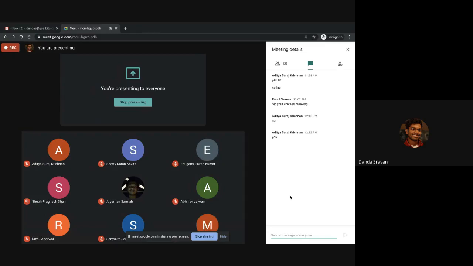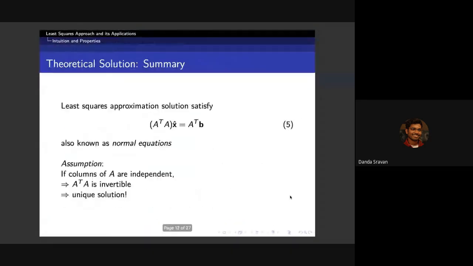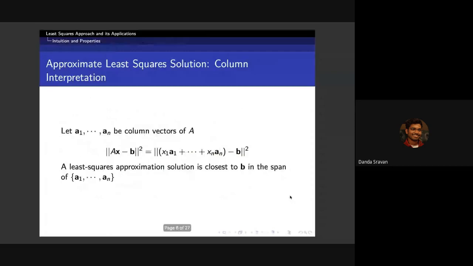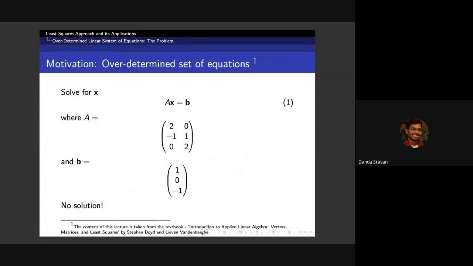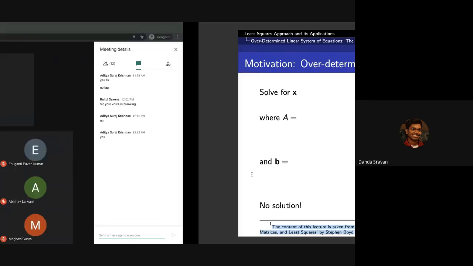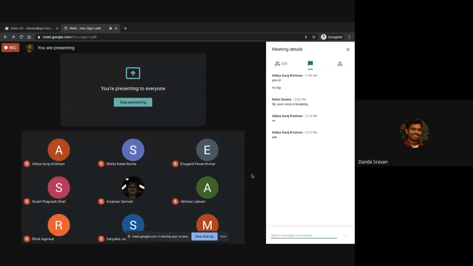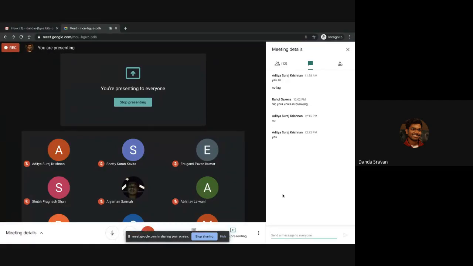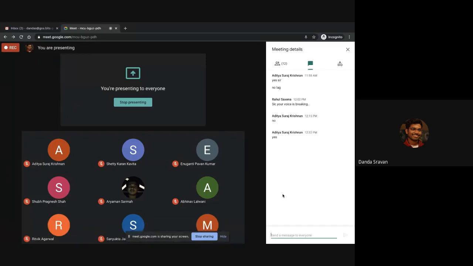You could get an idea. If you can get an idea, then that's good enough, because more details of the content you can find in this textbook. The content of the lecture is completely taken from this particular textbook, Introduction to Applied Linear Algebra, by Stephen Boyd. So the details are available there. Once you read that, it should be fairly clear. But if you don't understand the overview, then I'll repeat some parts of the lecture again.